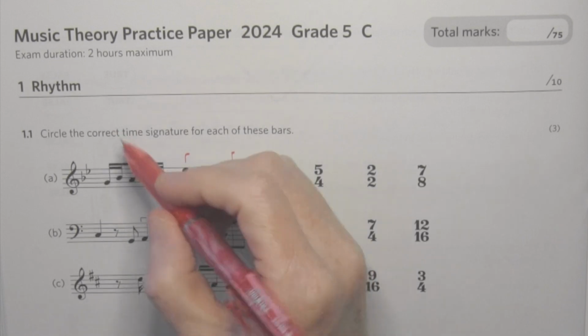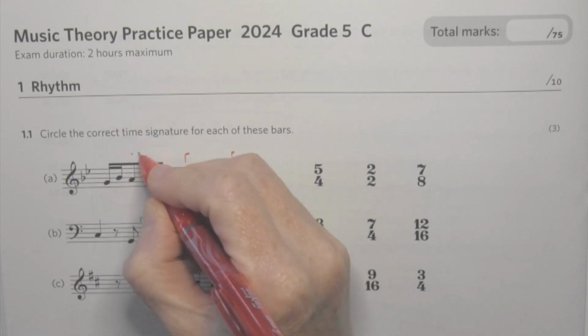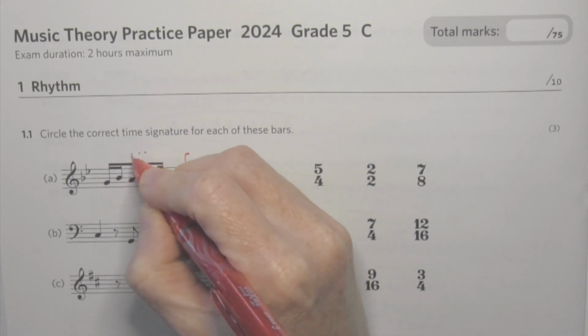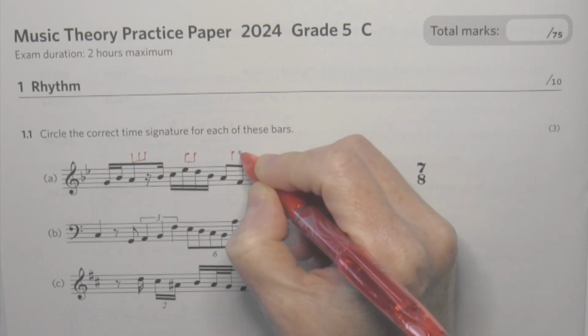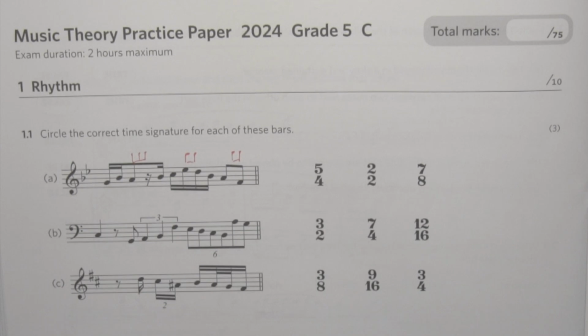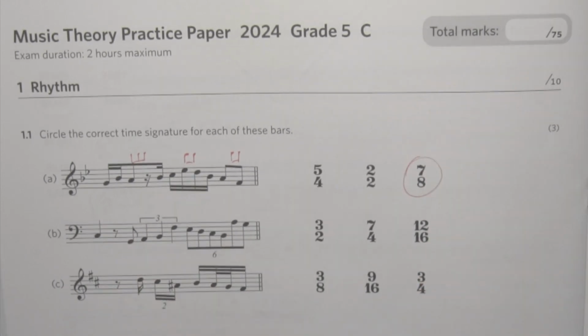So here we need to count in quavers. We have 3 quavers here, 2 quavers here, and 2 quavers here. Equals, oh my God, yes, 7. 7 quavers. There you go.